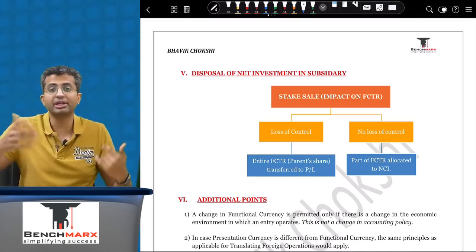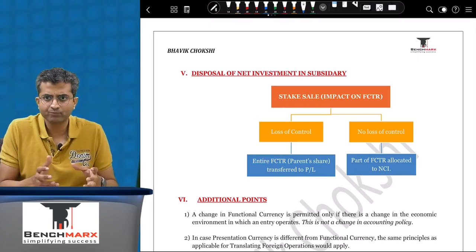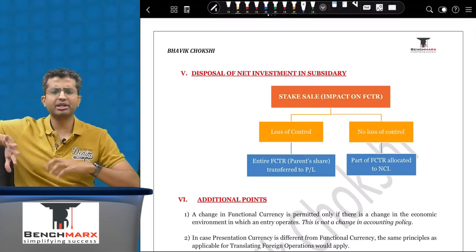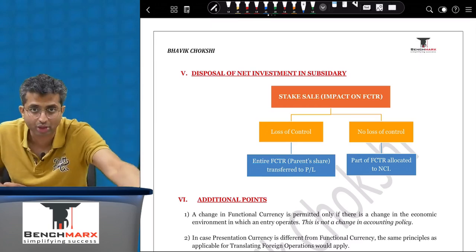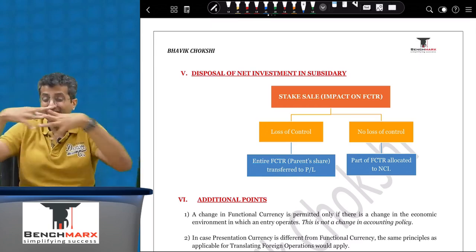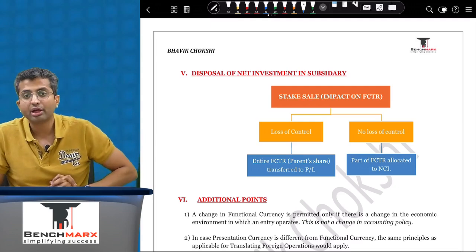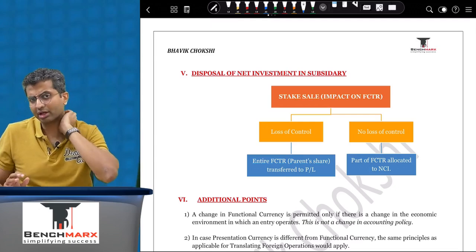The last parts of the standard will involve disposal of investment in a subsidiary. This standard has a very strong linkage with the consolidation chapter as well. So if you dispose of a subsidiary, what will happen? Well, all assets, all liabilities will have to be eliminated. If you dispose of a subsidiary and you lose control, then all assets, all liabilities of the subsidiary that were in your consolidated books will be eliminated. It's a loss of control entry. All assets, all liabilities, NCI, everything is eliminated.